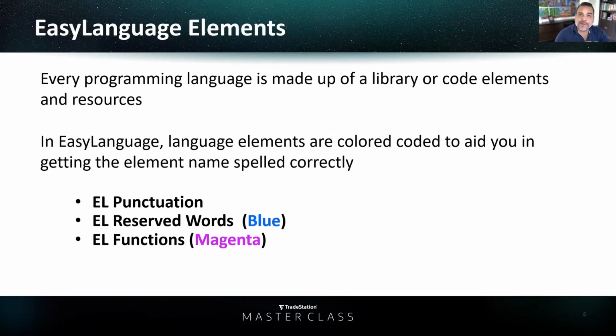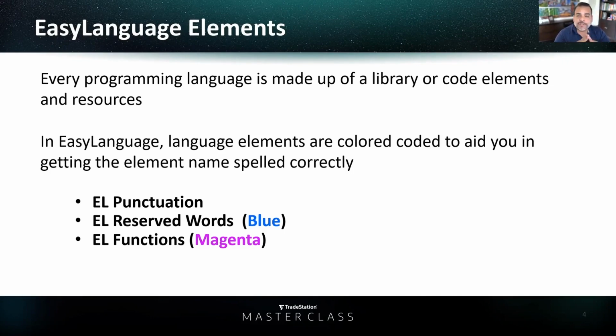We did our class on programming strategies, but I'll mention it again. The TradeStation EasyLanguage is made up of a library of elements and resources. When you use certain words in EasyLanguage, it'll be smart enough to recognize what type of word it is. If it's a reserved word, it'll come up in blue. You'll see it in blue inside of your document, and you'll know that the EasyLanguage programming language has a certain purpose for that word.